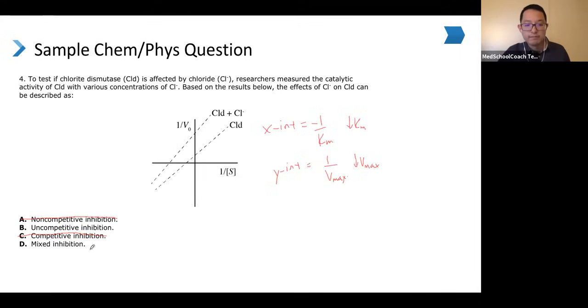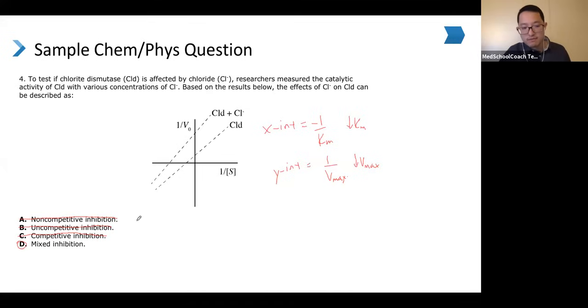So if you're then between B and D, it is a little tricky. You know that both the Km has decreased and the Vmax has decreased. That does match both uncompetitive inhibition and mixed inhibition. But the difference you have to note here is that the slope with the chloride is not maintained. In uncompetitive inhibition, the Km and the Vmax change by the same amount. So you should end up with parallel lines. In this case, since you don't have parallel lines, that means that B is incorrect. So the answer here has to be D.